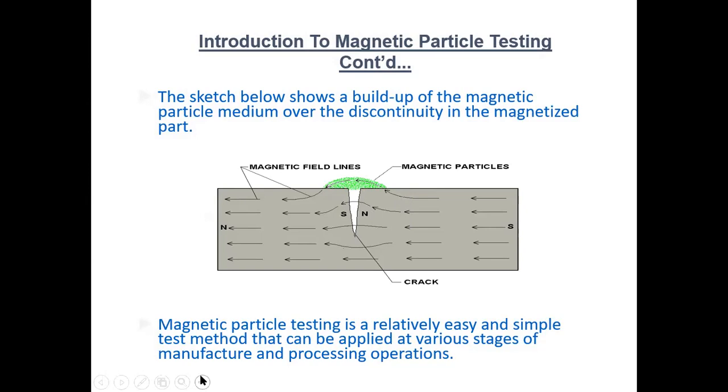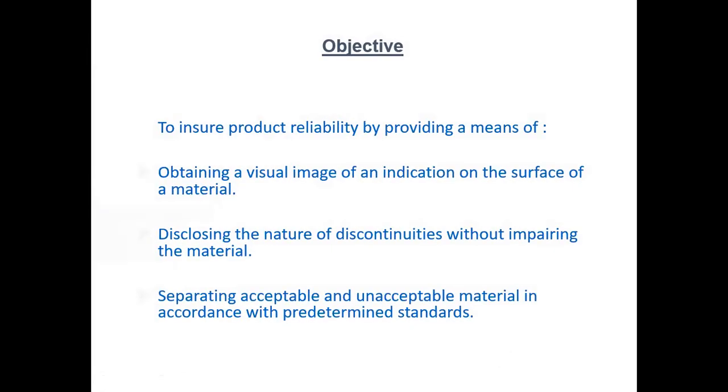Magnetic particle testing is a relatively easy and simple test method that can be applied at various stages of manufacturing and processing operations, to ensure product reliability by obtaining a visual image of an indication on the surface of the material. If there is any discontinuity, an indication will form on the surface, disclosing the nature of the discontinuity without impairing the material, separating acceptable and unacceptable material in accordance with predetermined standards.